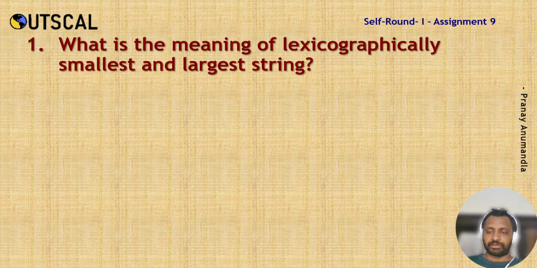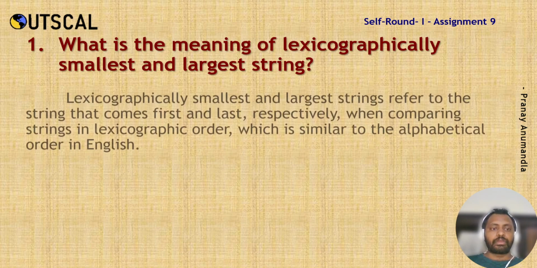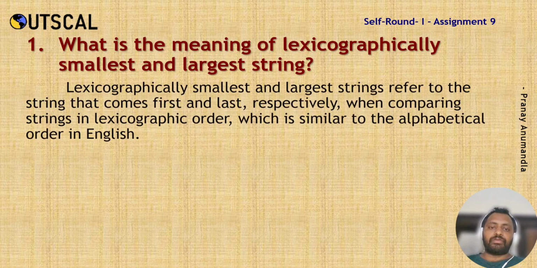Okay, that's it. Simple. We have to arrange the strings in alphabetical order, and the first will be the smallest and the last will be the largest. Lexicographically smallest and largest strings refer to the strings that come first and last respectively when comparing strings in lexicographic order, which is similar to the alphabetical order in English.